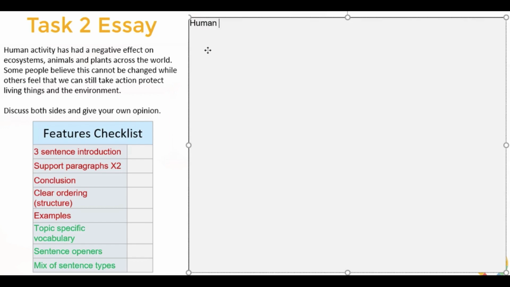Let's say human beings have had a damaging impact on the environment and all living things on our planet. There you go. So there is our first sentence in the introduction, which simply paraphrases the question.